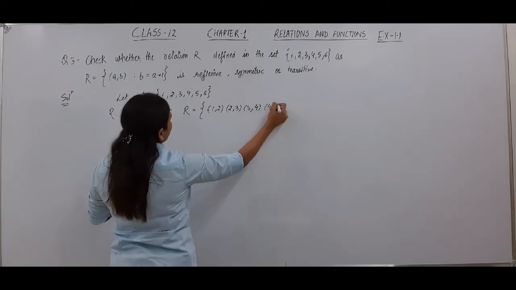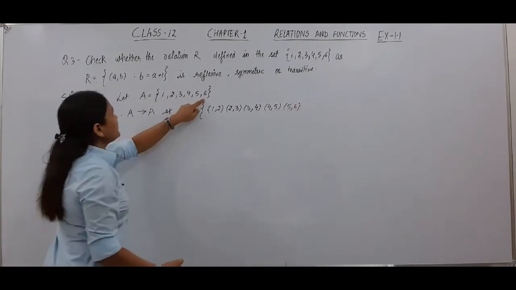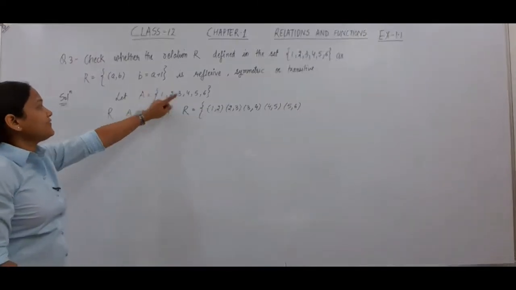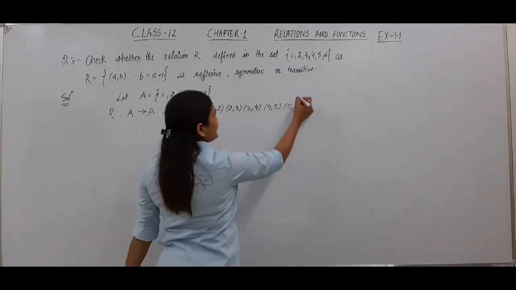Similarly, 4 is related to 5. Then 5 is related to 6. If you take A as 6, your B will come out 7, and 7 is not here in the codomain. So R is this much only.